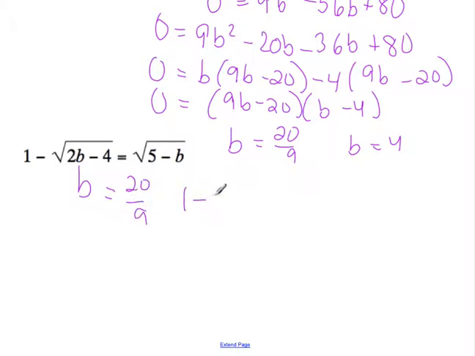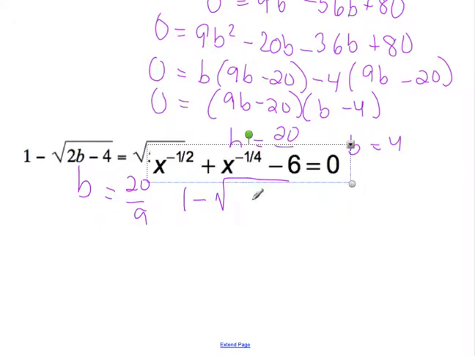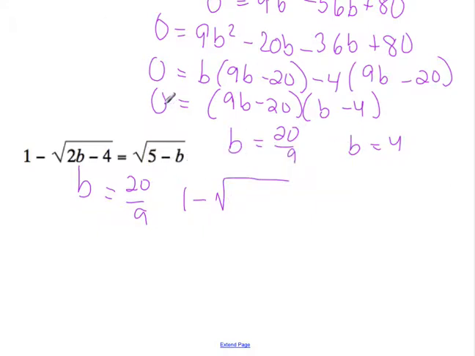That's 1 minus the square root. Let's try this again. 1 minus the square root of 2 times 20 over 9 minus 4. That's got to be equal to the square root of 5 minus 20 over 9.